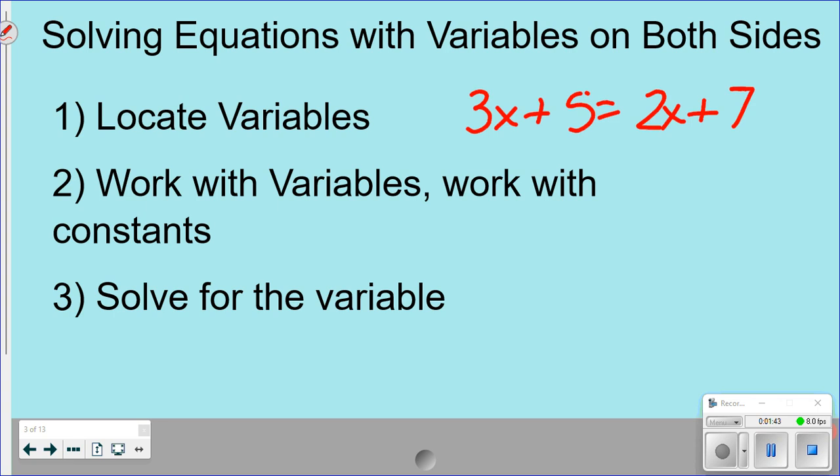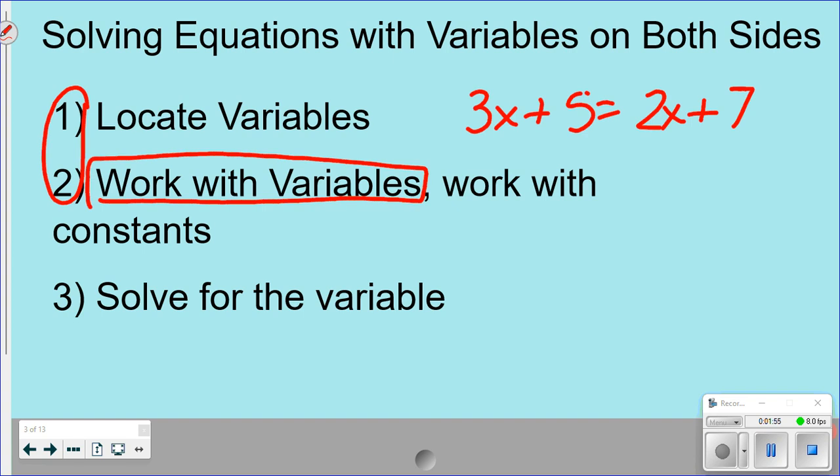So the first step is you're going to find the variables and you're going to work with the variables. So 1 and 2 go along together. First thing you're going to do, you're going to find the variables and work with them first. Okay. Second thing, you're going to work with your constants. And remember, the constants are other things that don't have a letter with it. The last thing you're going to do is you're going to just solve for your variable then. So if you need to write the steps down, make sure you write your steps down. I would say variables first, constants second, and then solve.